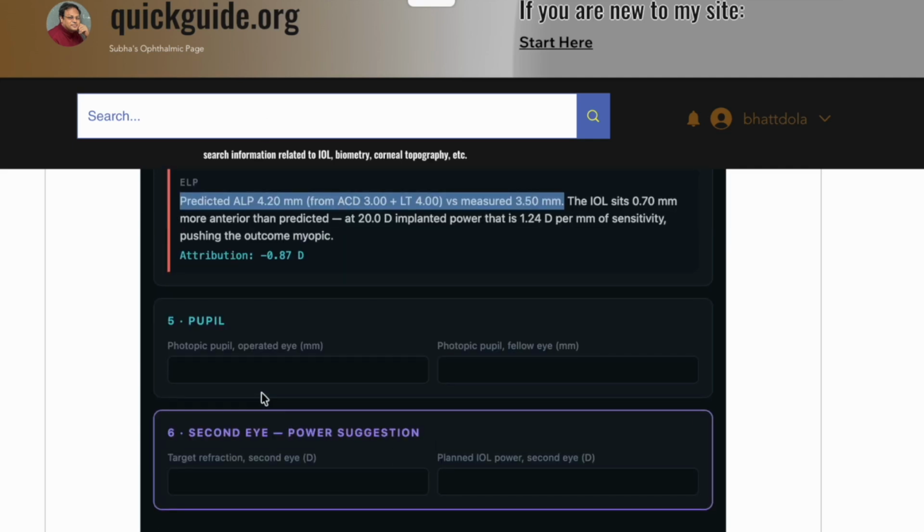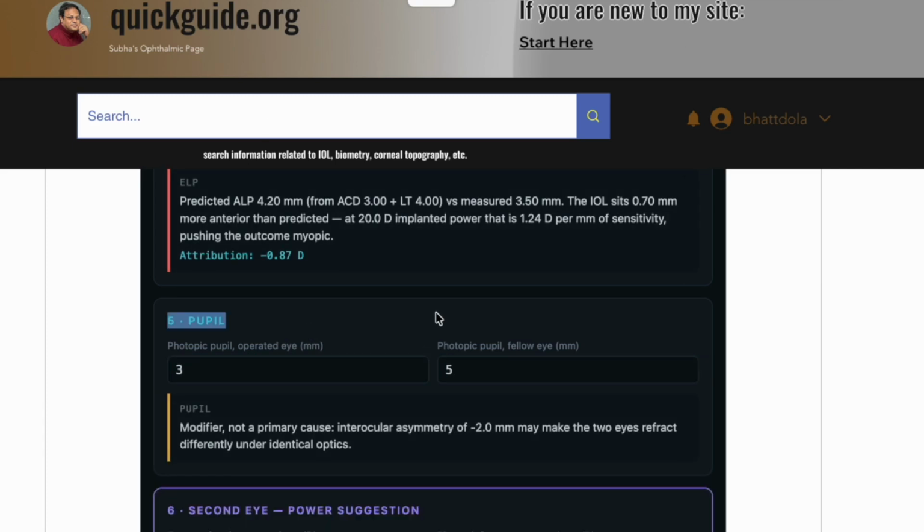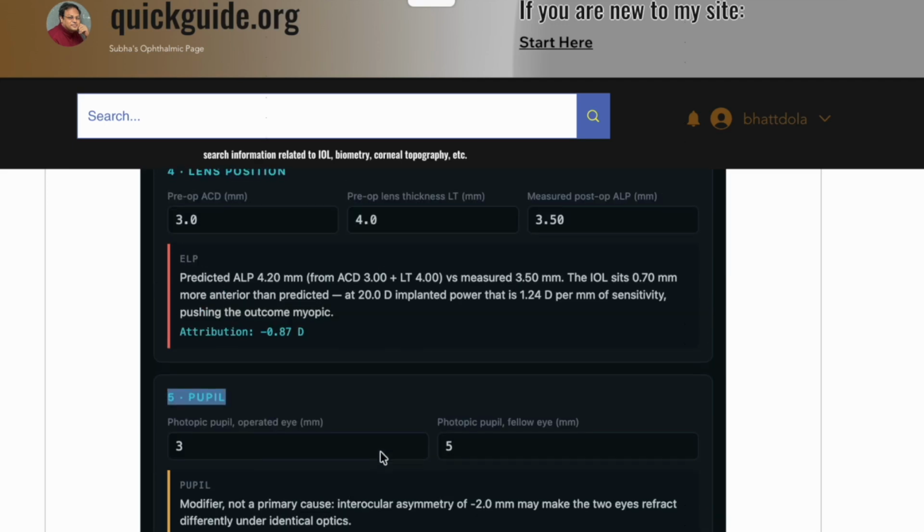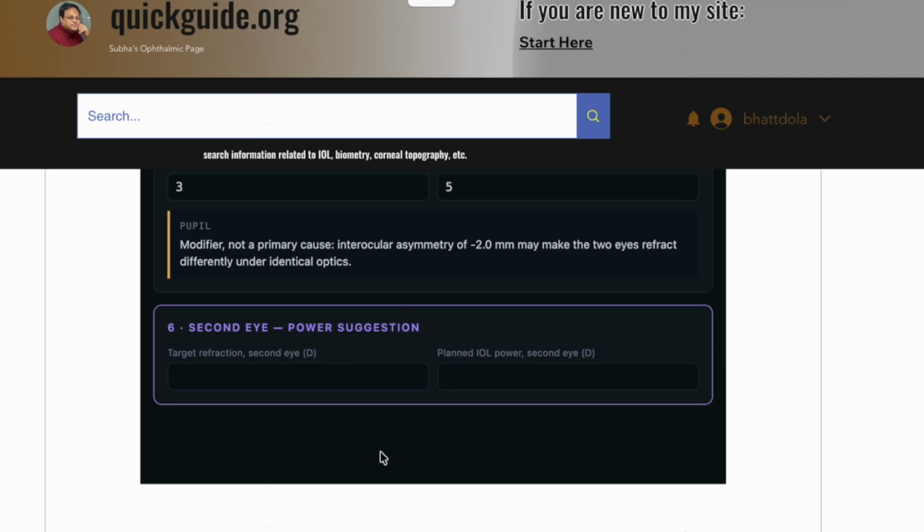It also shows you the pupil. If you have a genuine anisocoria, say 3 millimeters of pupil on one side and, on the other hand, a 5 millimeter pupil on the non-operated eye, it throws you that there is an interocular asymmetry of more than 2 millimeters, which is basically an anisocoria. And it also provides you a second eye IOL power suggestion based on what you have actually experienced in the first eye.